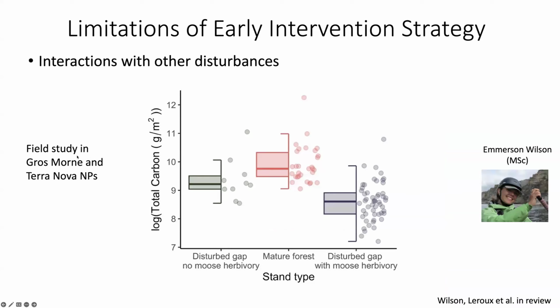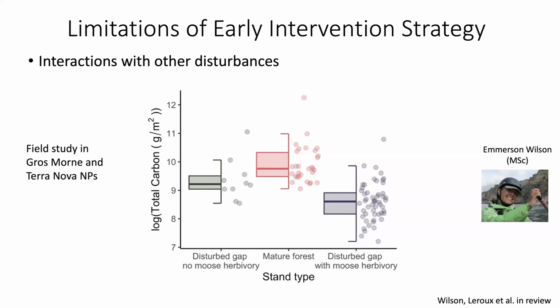Again, these are field studies in Gros Morne and Terra Nova National Park, where on the y-axis here we measured total carbon: the amount of carbon above ground in trees, grasses and deadwood, and the amount of carbon below ground in roots and soils, in different types of plots. In red we had mature forests, and they had the highest amount of carbon, as you would expect, locked into a lot of large trees. Contrast that with recently disturbed forests, disturbed by either fire or spruce budworm, where moose were allowed to roam and feed freely. Those plots had the lowest amount of carbon on average, shown by the straight line in this box plot.